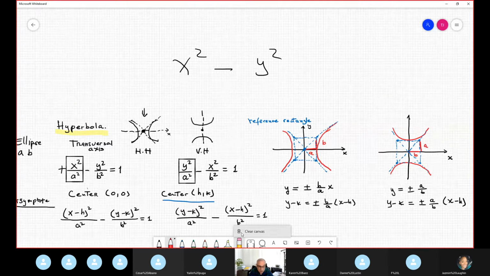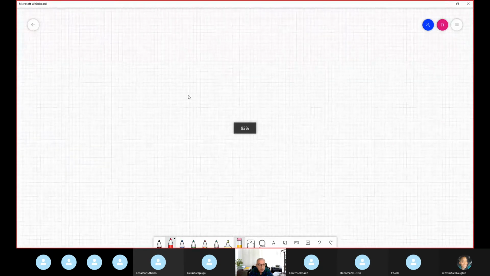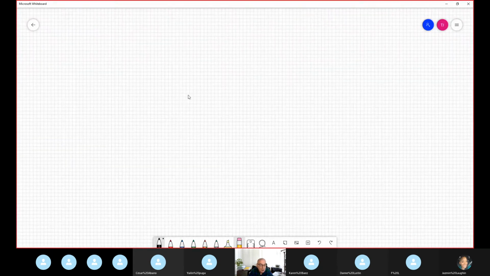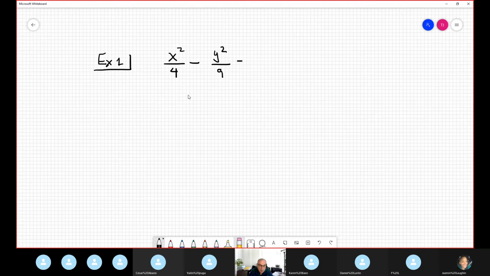Okay, example 1, easy. Always example 1 is a kindergarten example. Example 1 is x squared over 4 minus y squared over 9 equals 1. Immediate identification, we are talking about a hyperbola. And the positive part of the hyperbola is coincident with the x, therefore our hyperbola is like that, a horizontal hyperbola. Because the x is positive, I suppose that the axis of transversal is like that.